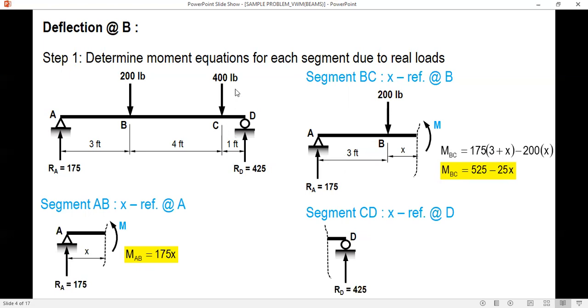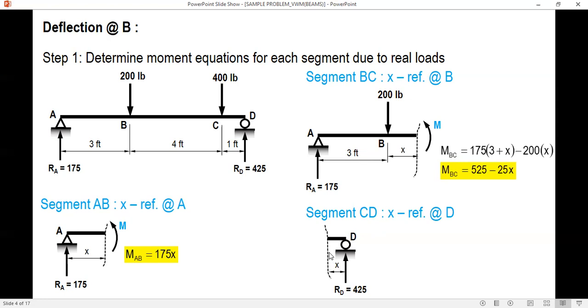You can also refer A to C if ever you want to analyze the right side of the cutting section, or the left side of the cutting section, but it's more complicated compared to the right side. So cut a section somewhere in between C and D, and you analyze the right part, it's very simple. So x is referred at D, so x is deleted.